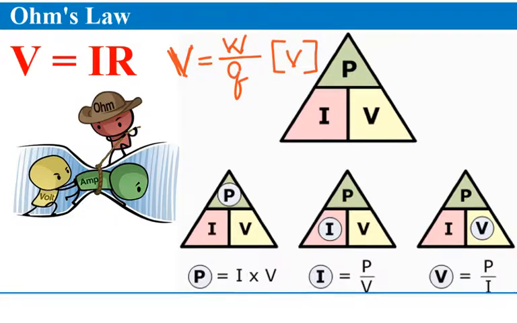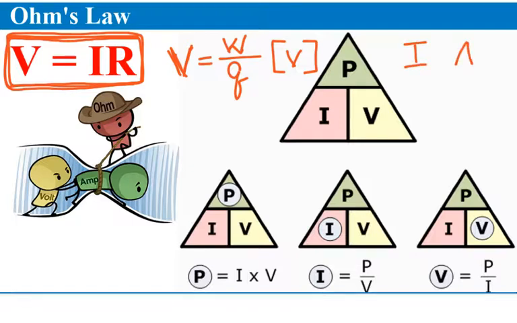And it has a formula in Ohm's law: V is equal to IR. I is the current, measured in amps. And R is the resistance of the material through which current is going to flow, measured in ohms. And V is equal to IR.